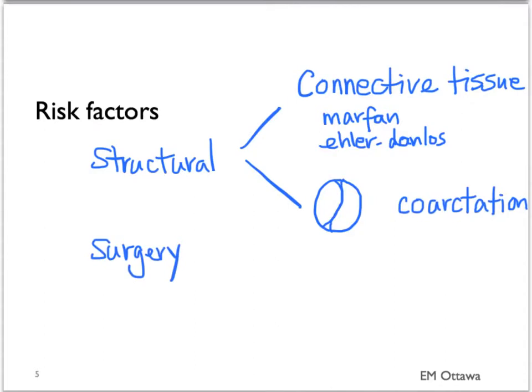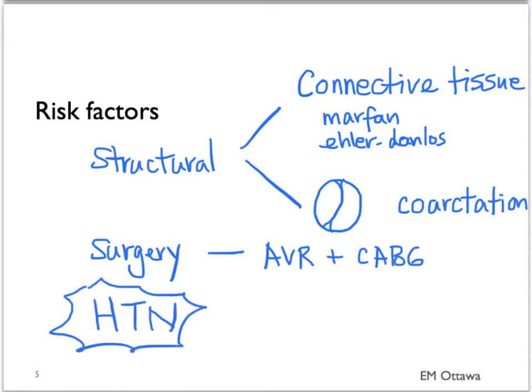Surgery such as aortic valve replacement and bypass surgery increase the risk of aortic dissection. The most important cause, however, is hypertension. This is the number one risk factor for aortic dissection.